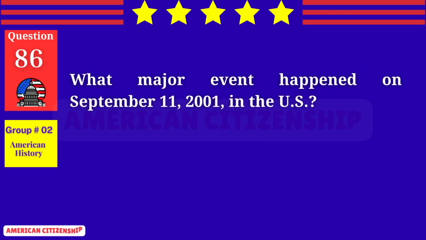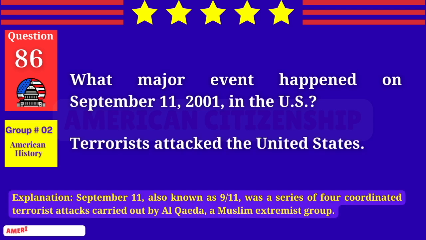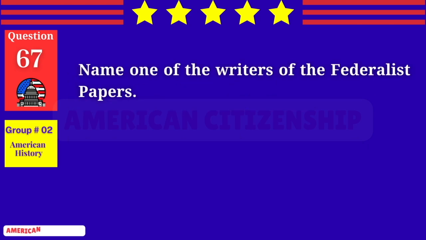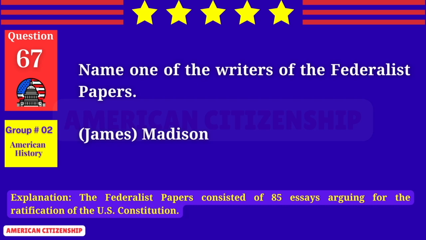What major event happened on September 11, 2001, in the U.S.? Terrorists attacked the United States. Name one of the writers of the Federalist Papers. James Madison.